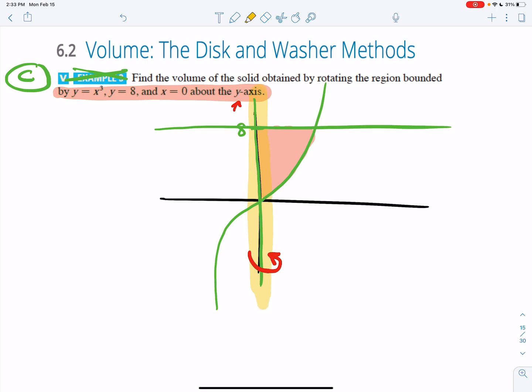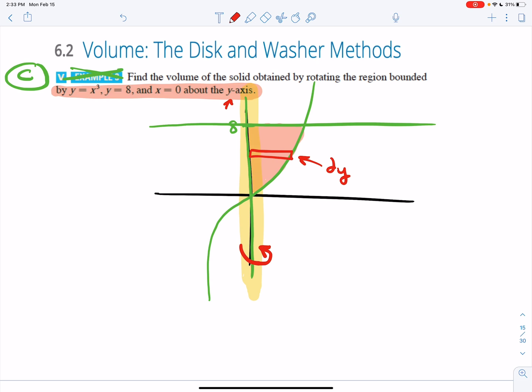So that would mean that we should have what type of rectangle? Press play whenever you're ready. Since the axis of revolution is vertical, the rectangle should be horizontal because they have to be perpendicular. What does this tell me? Horizontal rectangles tell me that we're going to integrate with dy. That means everything here has to be with respect to y. So I'll write it right here. V equals pi integral of something squared dy.